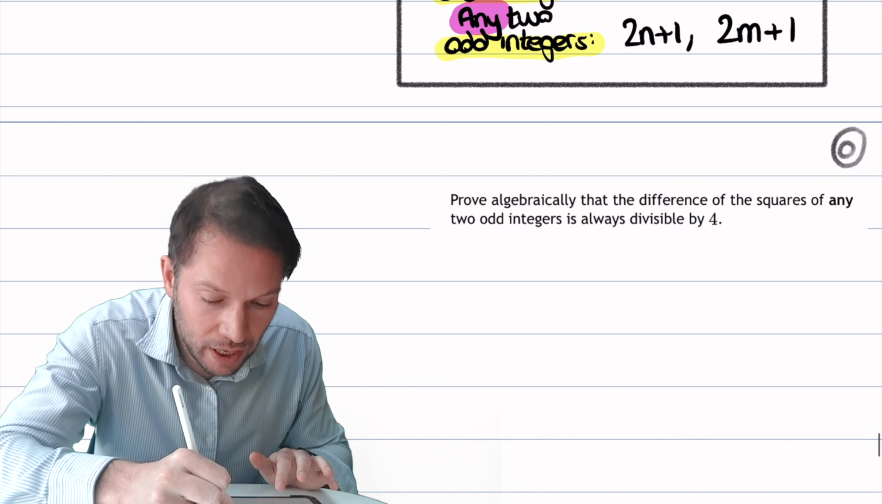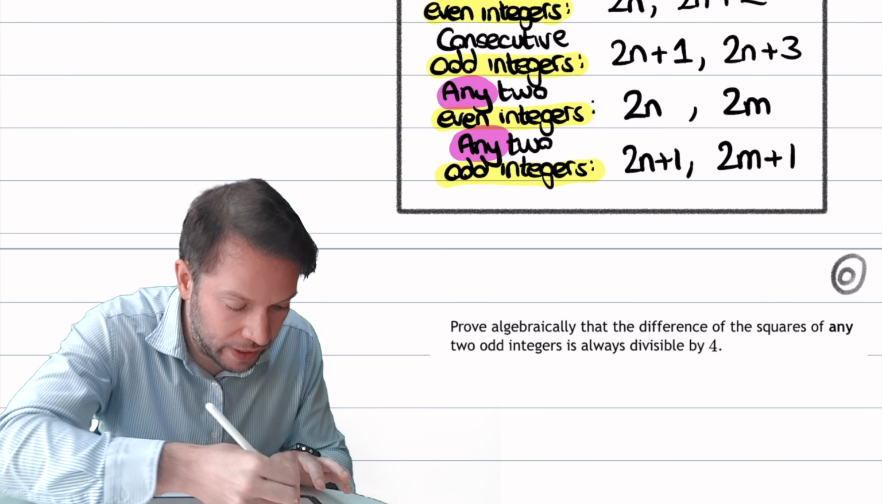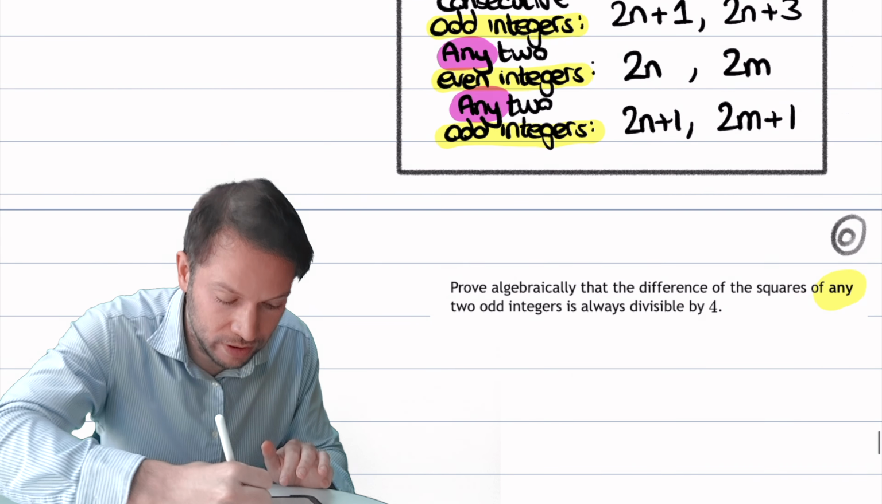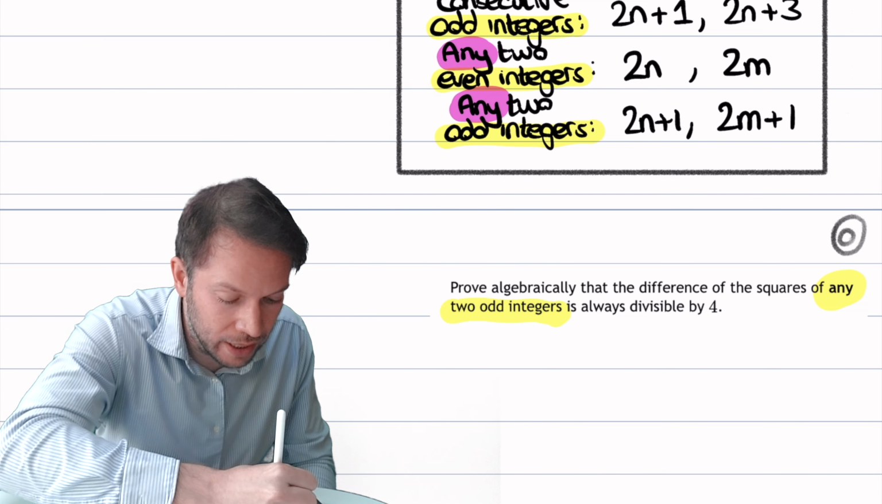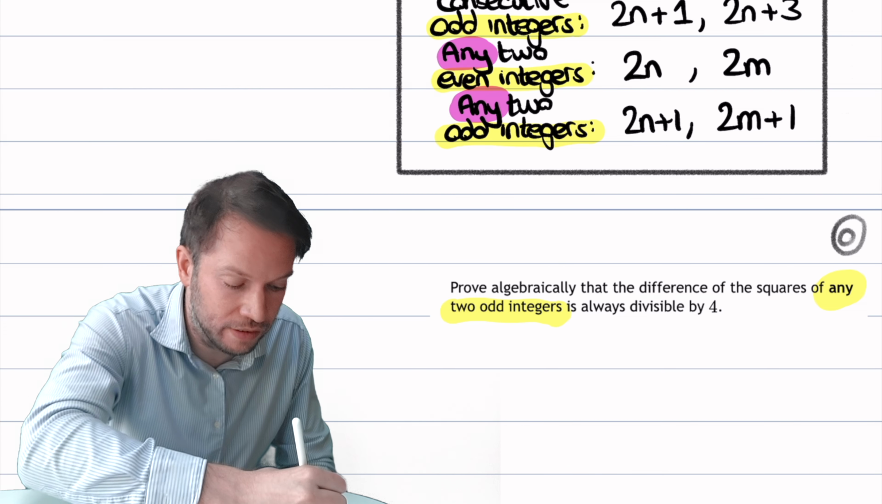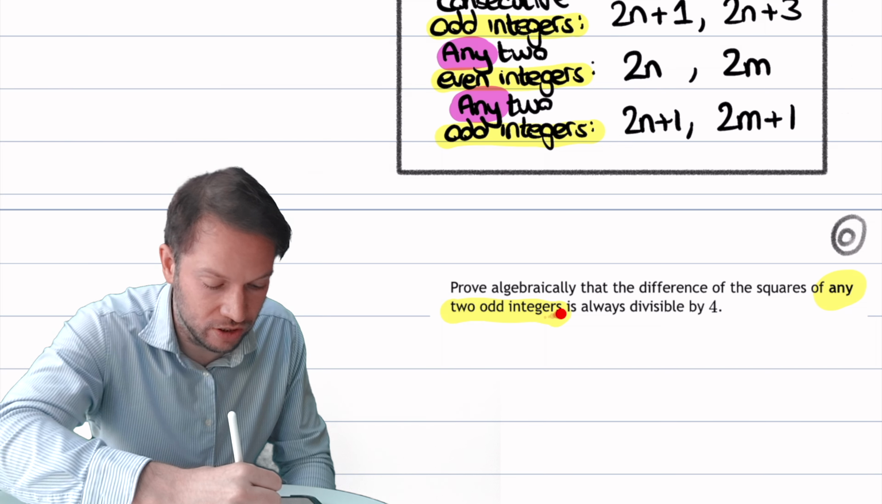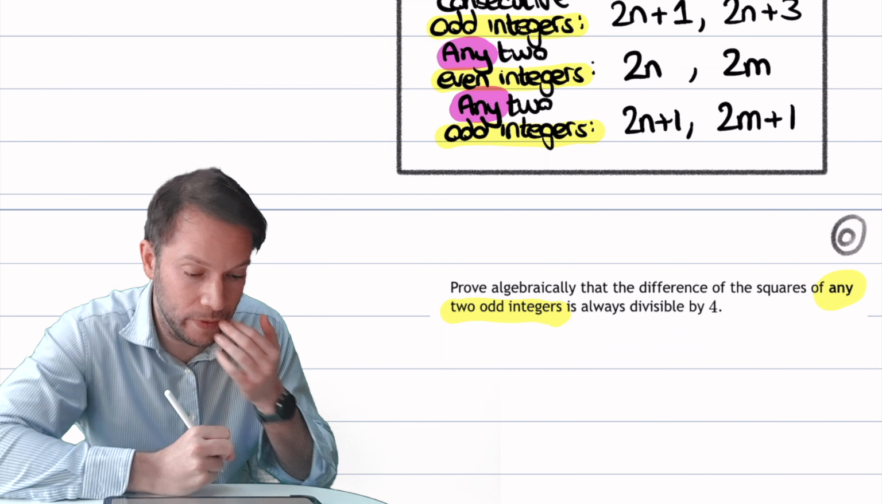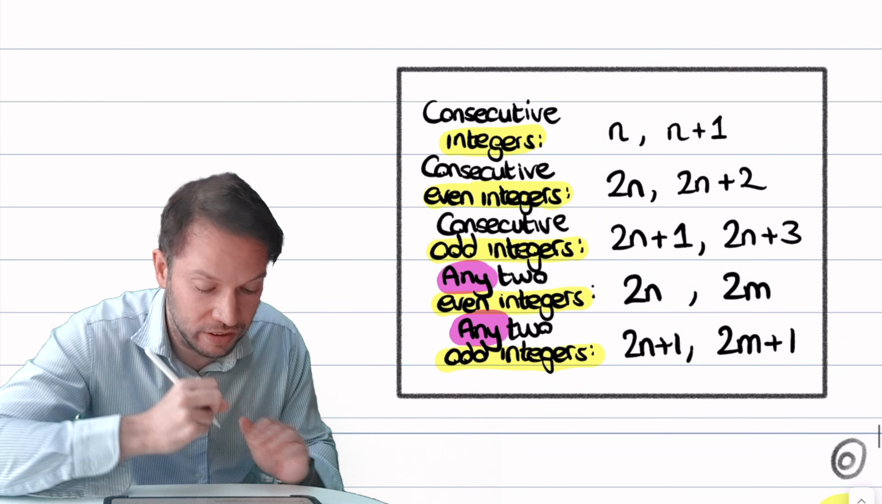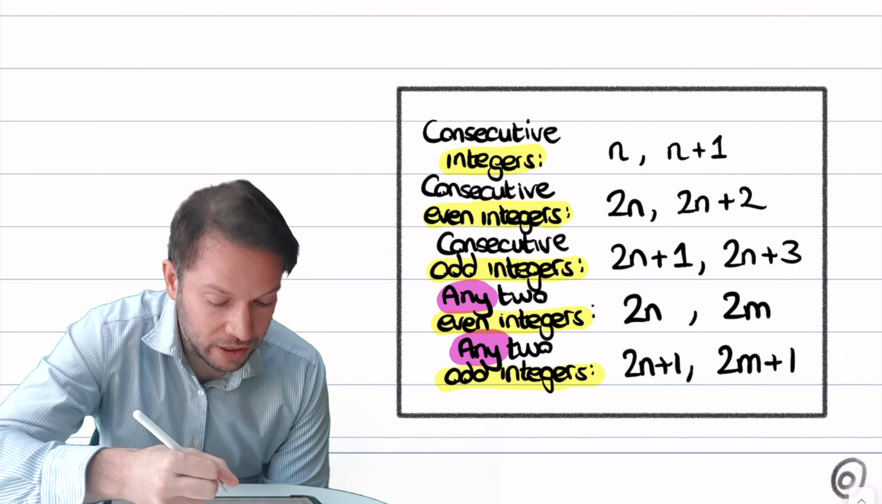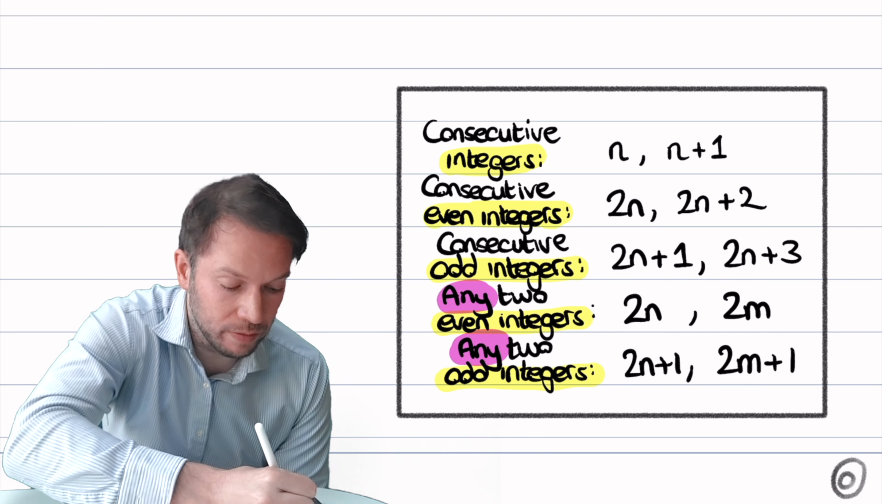So for example, 7 and 9 are two consecutive odd numbers because they're next to each other. But this time we want to prove something about any two odd integers. Specifically, we want to prove algebraically that the difference of the squares of any two odd integers is always divisible by 4. Now let's remind ourselves how we represent any two possible odd integers. If they were consecutive odd integers, then they differ by 2.